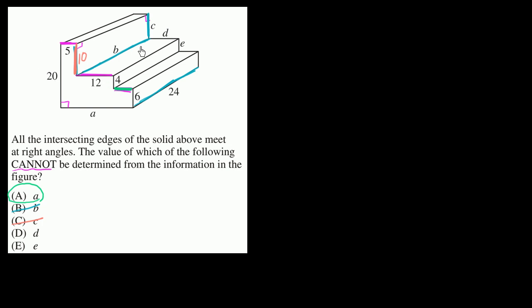D is right over here. That is equivalent to this length. That's equal to 12. And then finally, E is this height right over here, which is the same as this height, which is equal to 4. So we were able to figure out everything else.